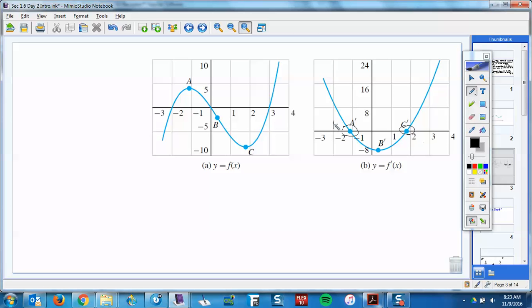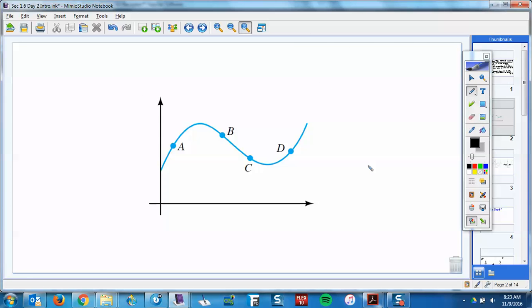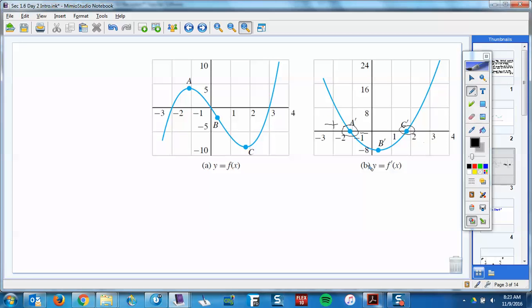You'll see me do this a lot on an f prime graph right there, right? When that crosses through F prime, what you just wrote on this last page? You wrote, if F prime changes from positive to negative at x equals A, then x equals A is a local max of F. Well, that's what's happening right here. At A prime, F prime is changing from positive to negative. So there's going to be a local max on F, and sure enough, boom, there it is.